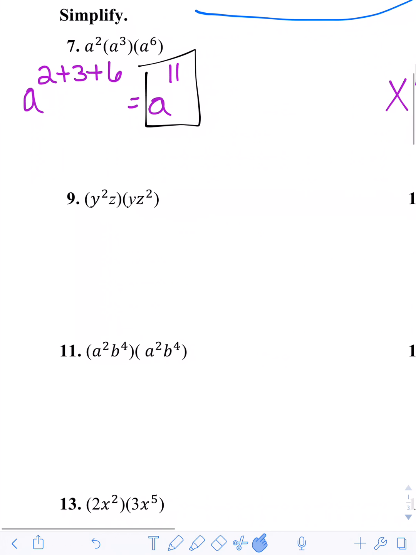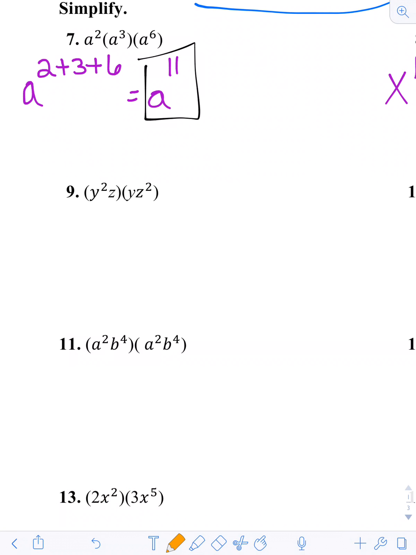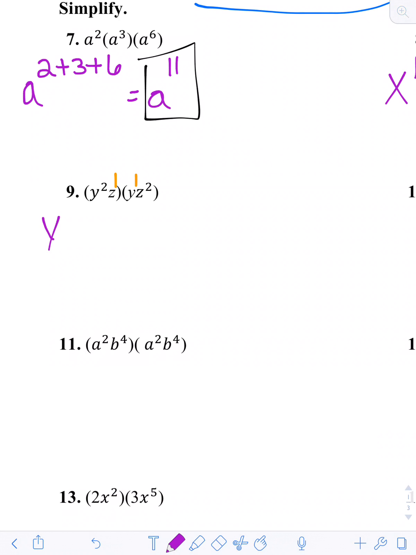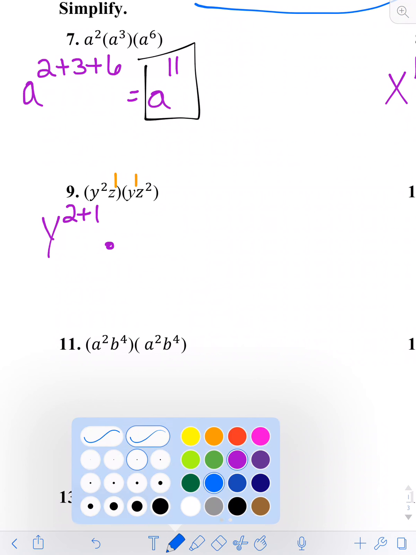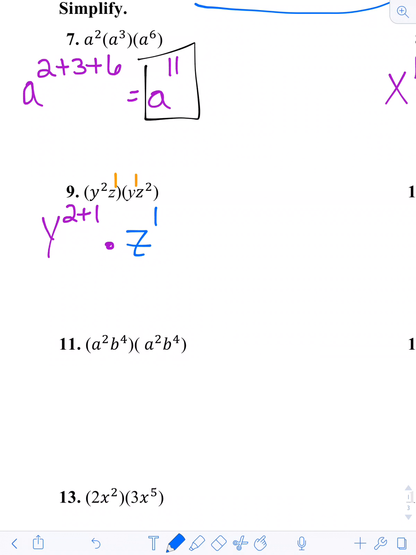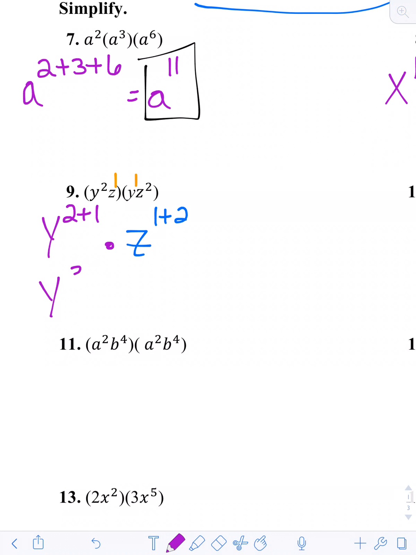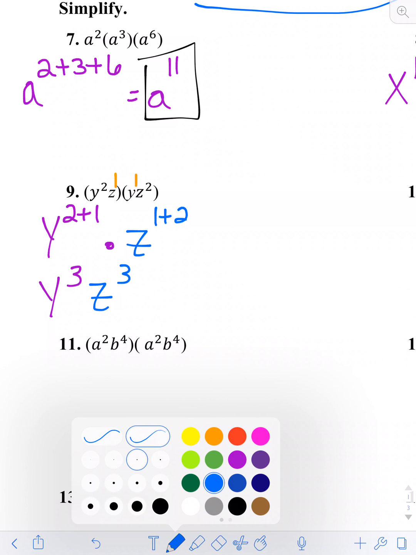All right, number 9. So again, where you don't really see an exponent, it's that imaginary number 1. So there's a 1 here on the z and a 1 for your exponent for y. You have two different things here. You have y. So we have y to the second power and y to the first power. And then we have z, and that's to the first power and to the second power. So I'm just looking at what my exponents are for each. So for the y, we have 2 plus 1, which is 3. And for the z, we have 1 plus 2, which is 3. And so that is your final answer.